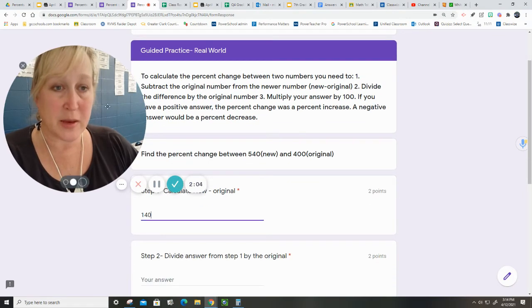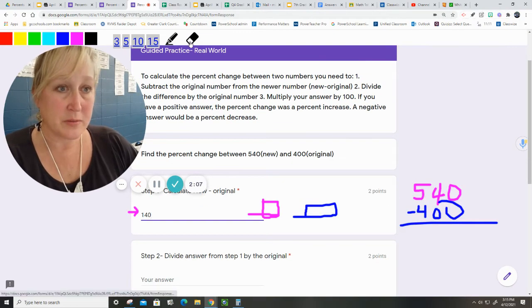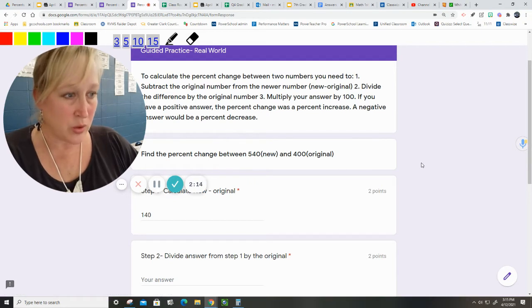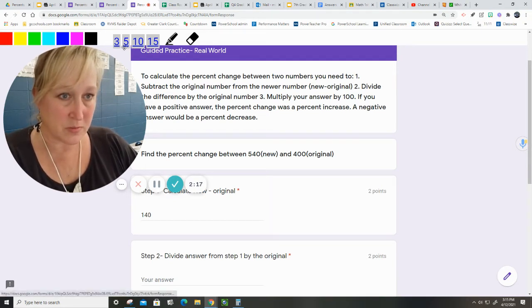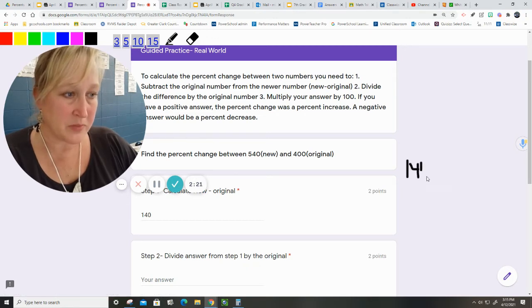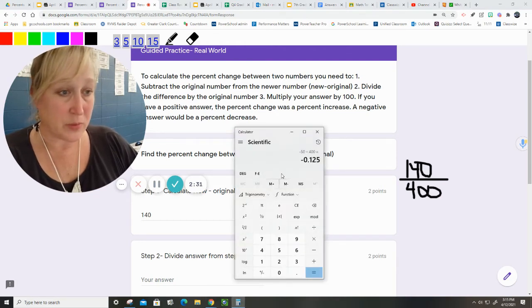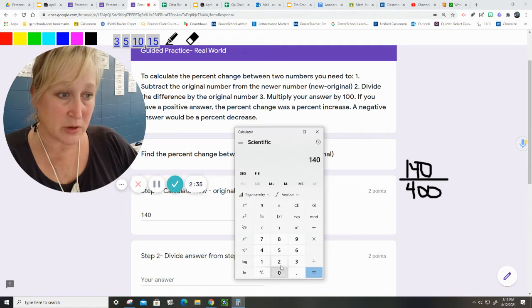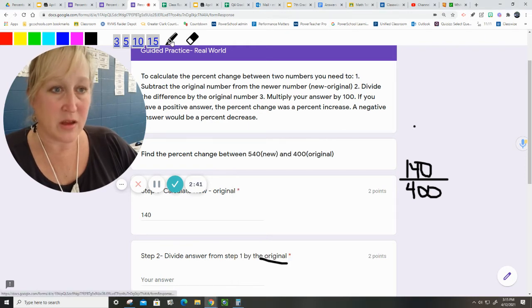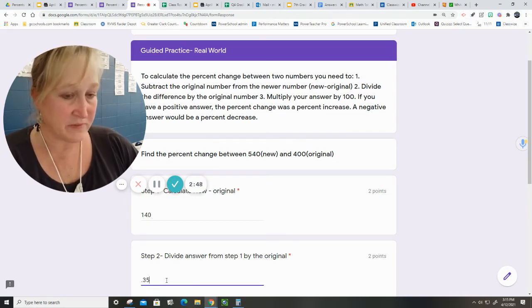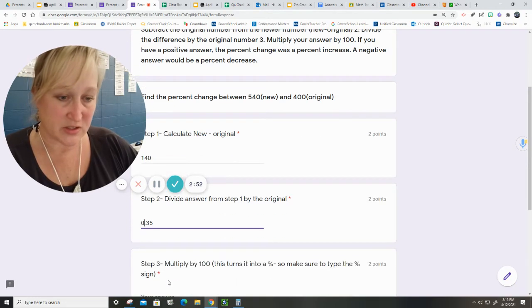And that's step one. Step two tells me what to do: divide this answer from step one by the original. So I'm going to take my answer, which is 140, and I'm going to divide it by the original, 400. Now again, I'm going to use my calculator because I can, and I'm going to type 140 divided by 400, and I'm going to get 0.35. I will record that answer right here. 0.35. Hopefully that is the correct answer.